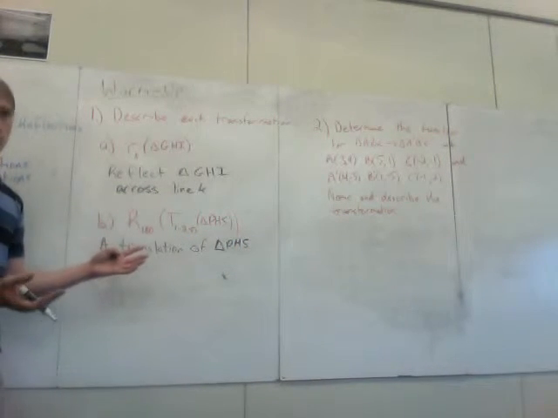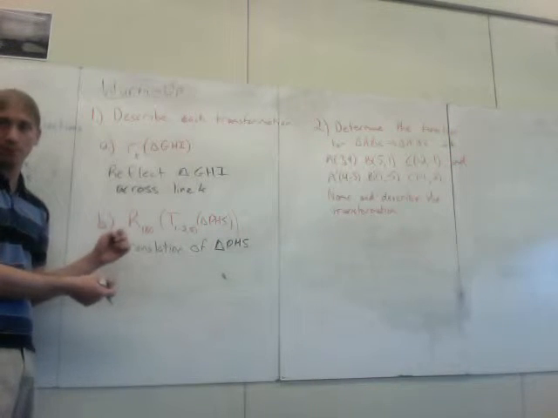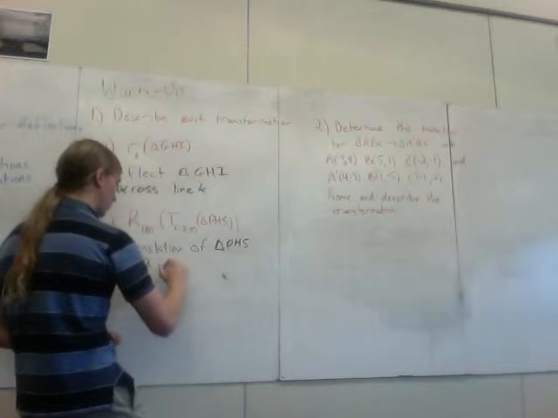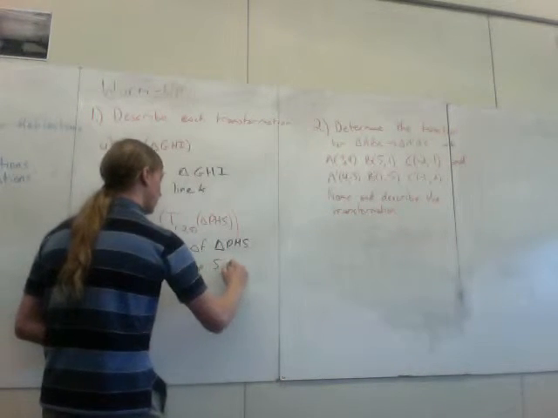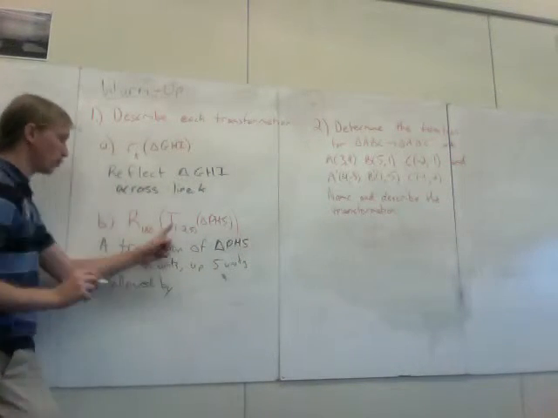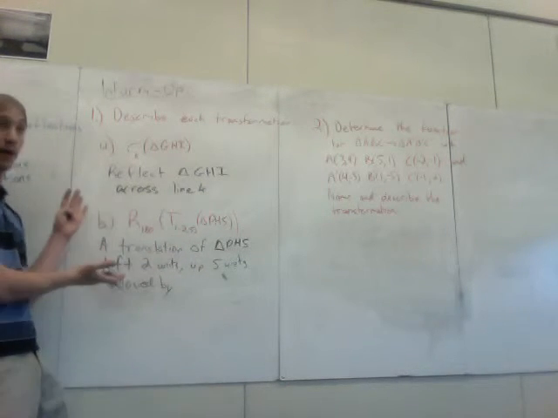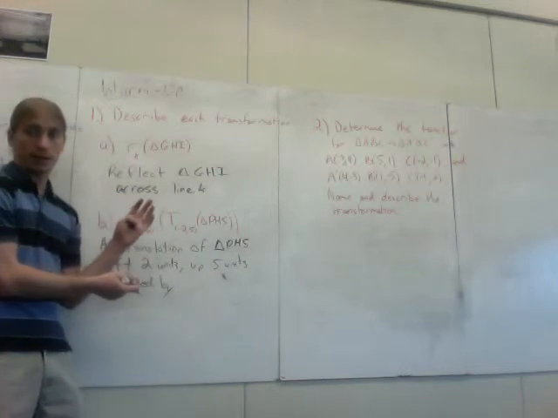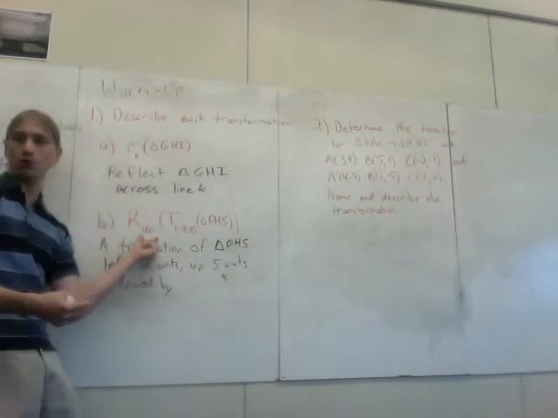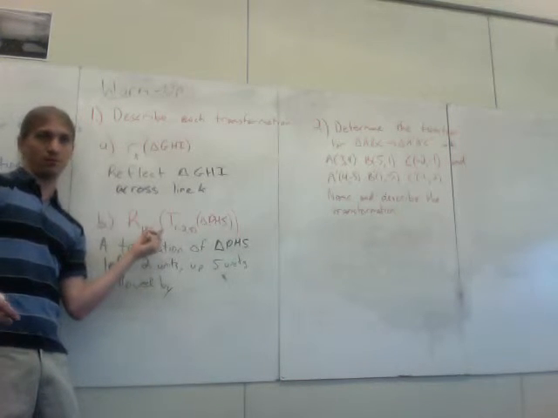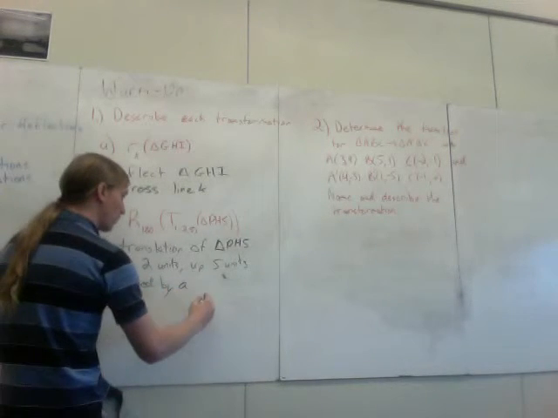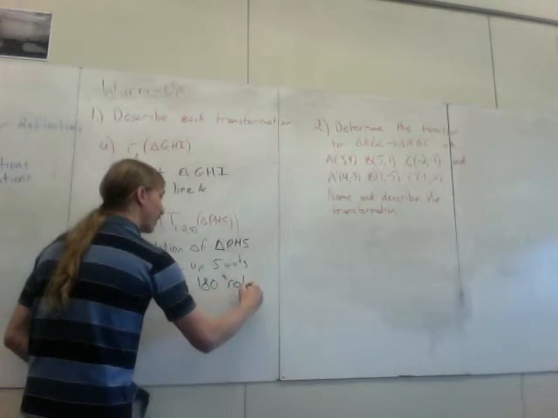And let's describe the translation. We have some specifics for this translation, right? Left 2 and up 5. So I'm going to say left 2 units, up 5 units, followed by a rotation of 180 degrees. Usually when we say the degrees of rotation, we also need to say the direction, like counterclockwise or clockwise. Do we need to do that for 180 degrees? No, because it's just split. Whichever way I go, it's the same result, right? So followed by a 180 degree rotation.